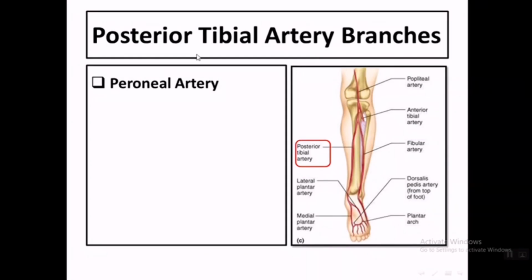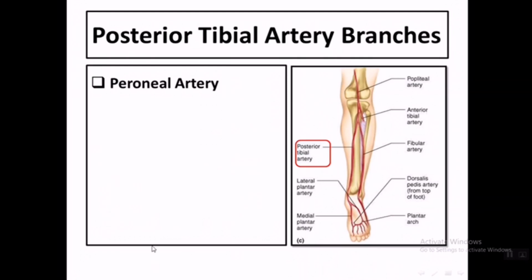What are the branches of the posterior tibial artery? First is the peroneal artery. This artery arises from the beginning of the posterior tibial artery, and it will supply the lateral compartment of the leg, and it will send muscular branches and a nutrient artery to the fibula.